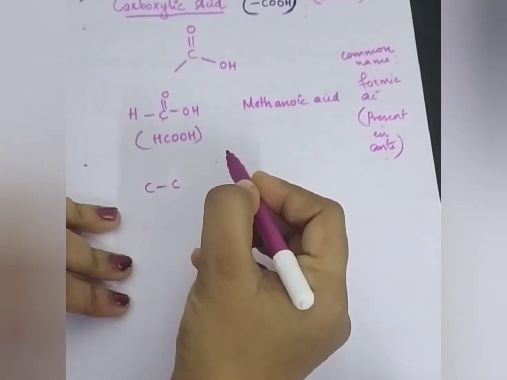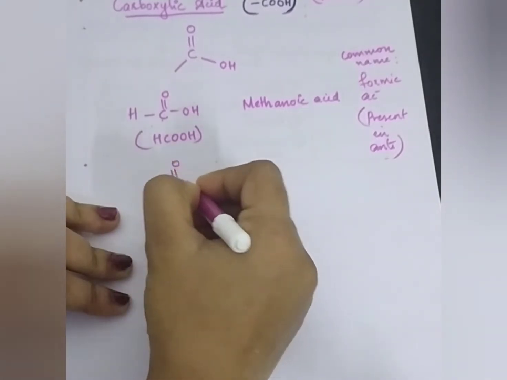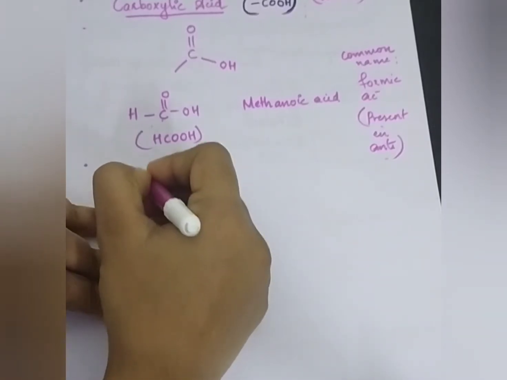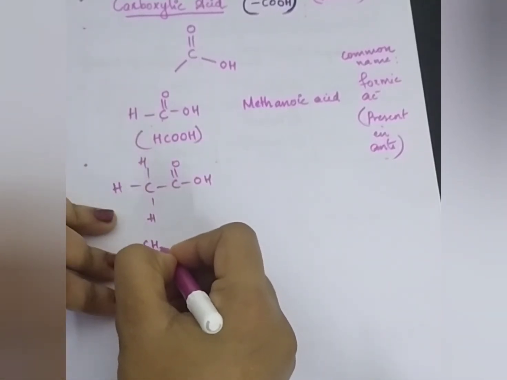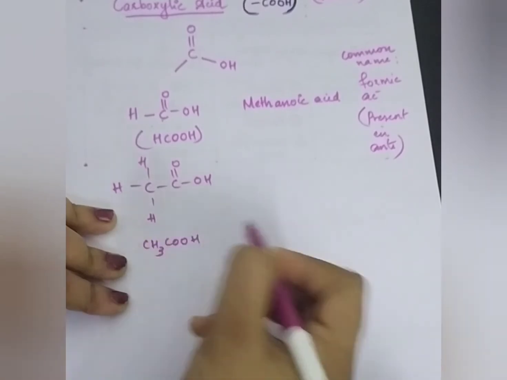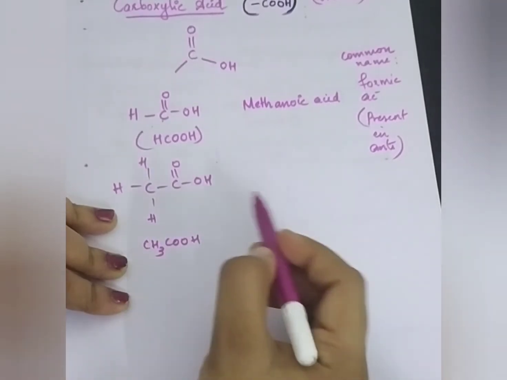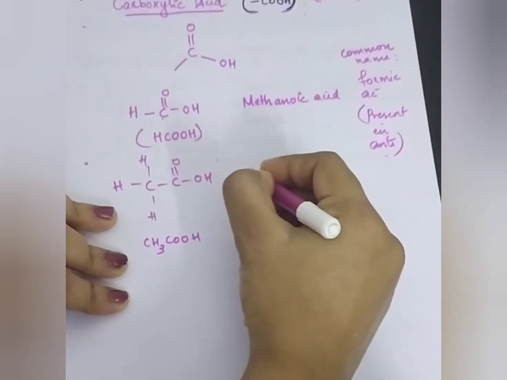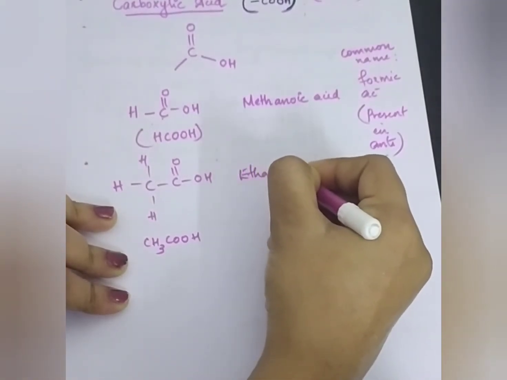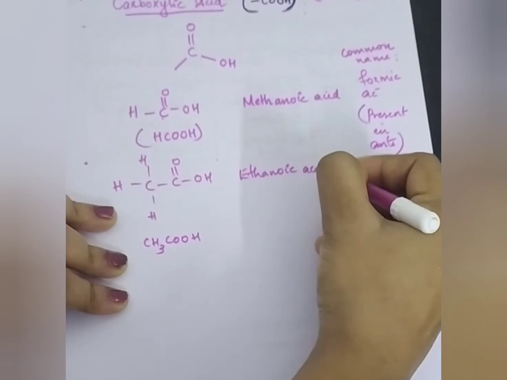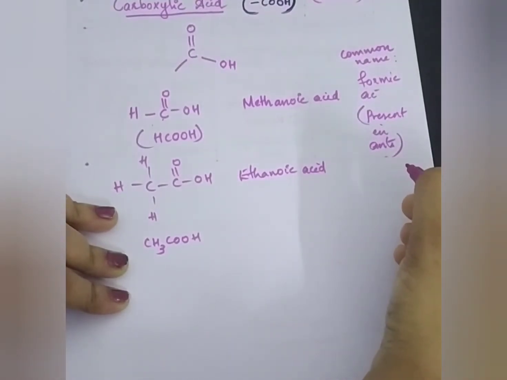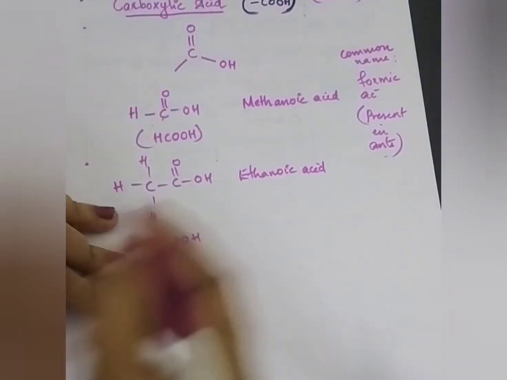Let's take ethanoic acid, two carbon atoms. Written as CH3COOH. Here it is known as ethanoic acid, the IUPAC name. And the common name will be, this one is present in vinegar, so it is known as acetic acid.